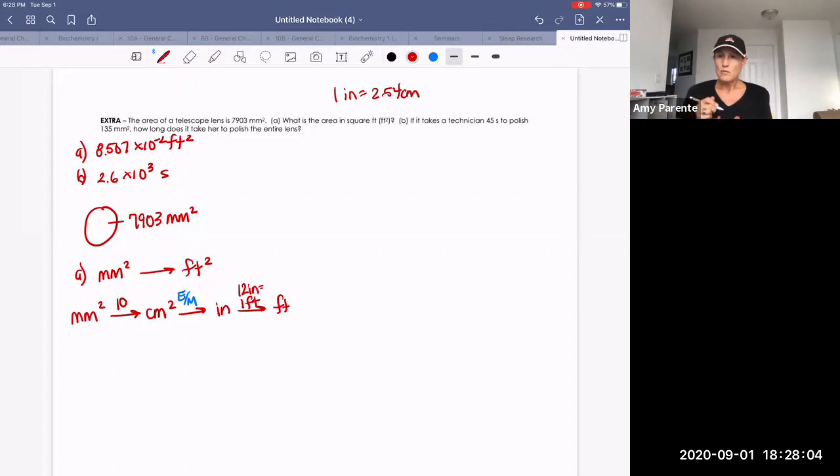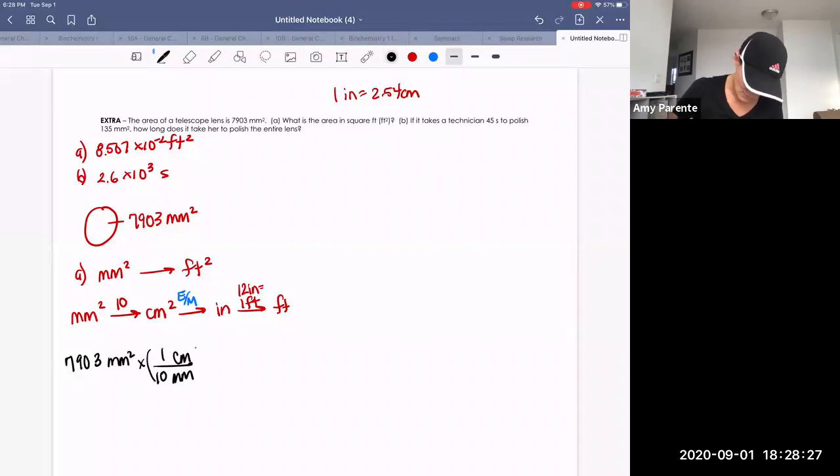Once I've made my roadmap and have things over all my arrows, I have all the pieces together to string my math. So now I'm going to have 7903 square millimeters. I've got millimeters to go away, centimeters to be left. I've got my 10 that's going to need to go in the denominator. I have to square that. Now I need centimeters to go away and inches on top. 1 inch is 2.54 centimeters.